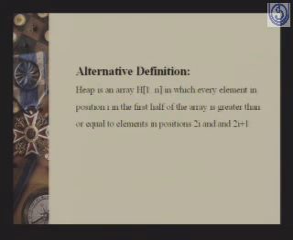Now you can explain, give this definition in another way. A heap is an array H1 to Hn in which every element in position i in the first half of the array is greater than or equal to the elements in positions 2i and 2i plus 1. This actually is translated to the equation which is given diagrammatically.